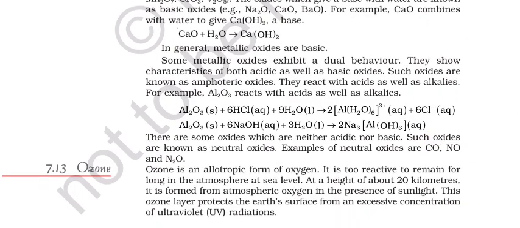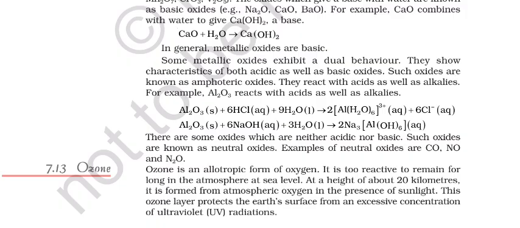Some metallic oxides exhibit a dual behavior. They show characteristics of both acidic as well as basic oxides. Such oxides are known as amphoteric oxides. They react with acids as well as alkalis. For example, Al2O3 reacts with acids as well as alkalis. There are some oxides which are neither acidic nor basic. Such oxides are known as neutral oxides. Examples of neutral oxides are CO, NO and N2O.